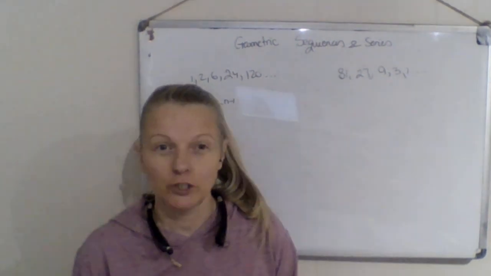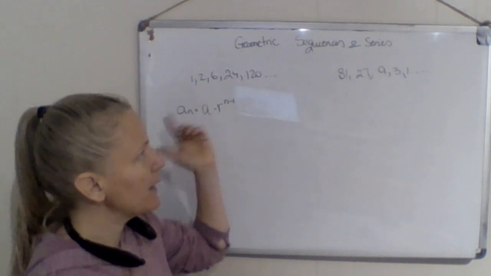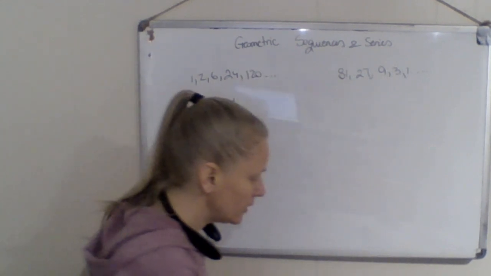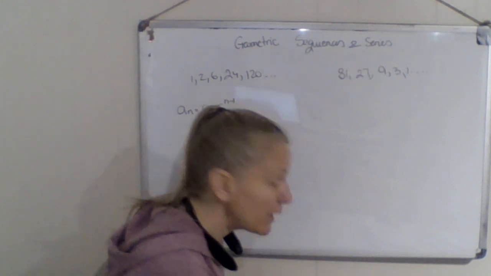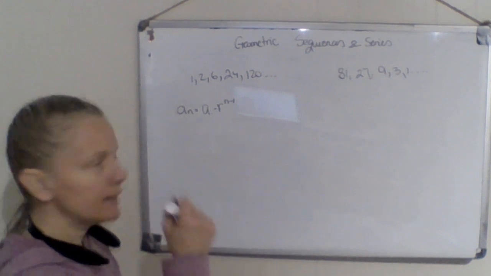11.3 deals with geometric sequences and series. We had arithmetic, and the way we found that out was by subtracting. In geometric, we're going to divide, and we get the ratio or the quotient, however you want to call it. We always divide left to right, like that.